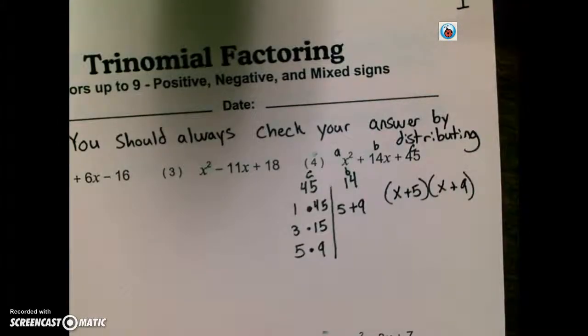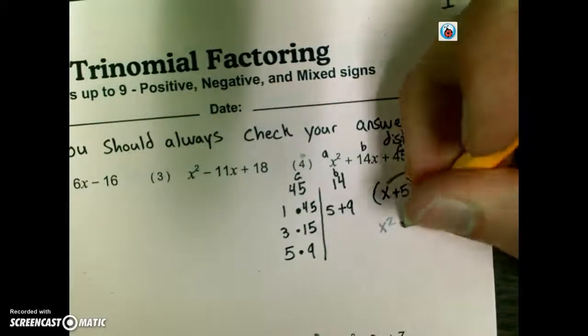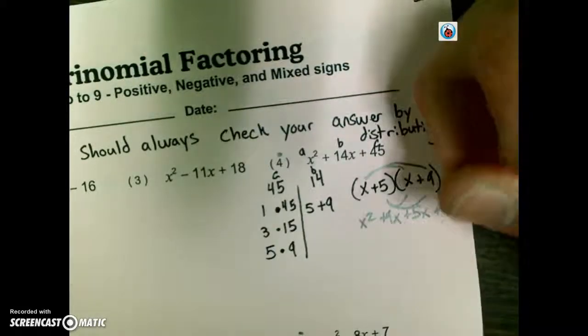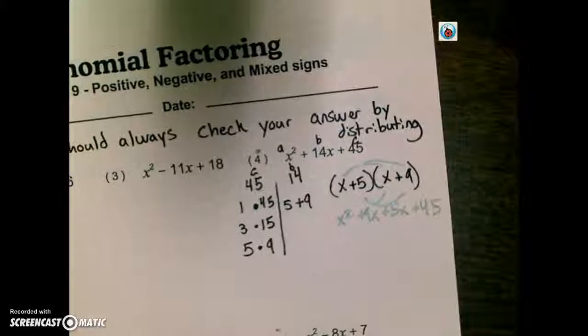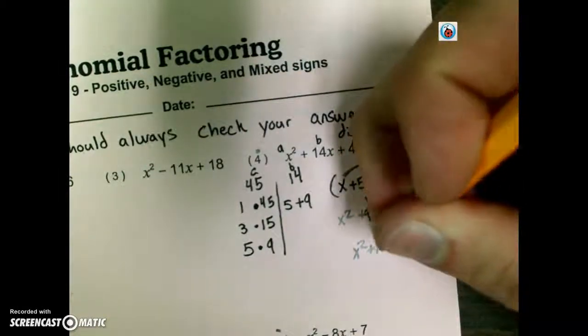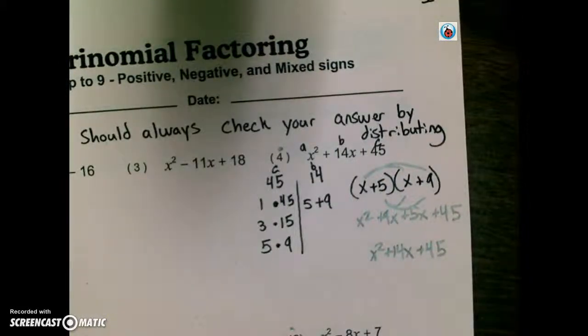We have the x plus 5 and we have the x plus 9. Now, like I said, you'll want to double check your answers by finding your 4 terms using the distributive property to make sure you get right back to your original answer. Now, when we find our 4 terms and put our like terms together, we see that we get right back to our original answer. That's how I know I didn't make any mistakes.